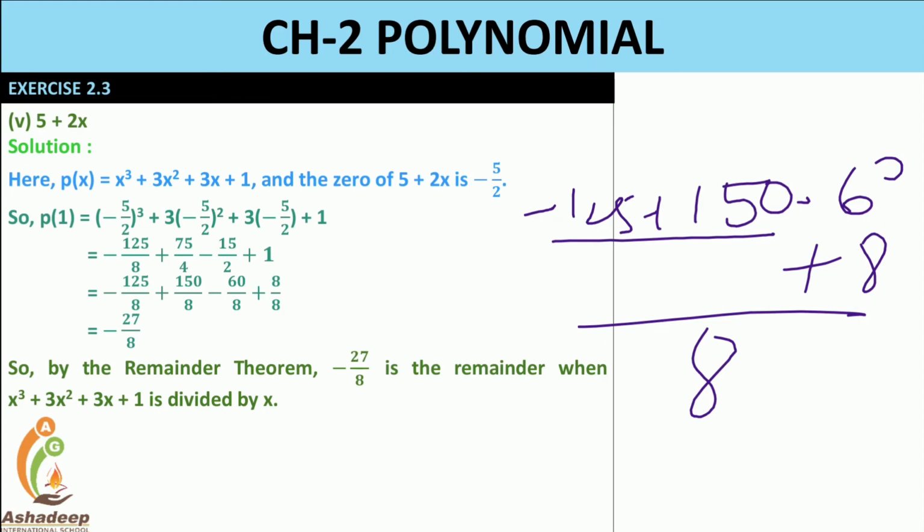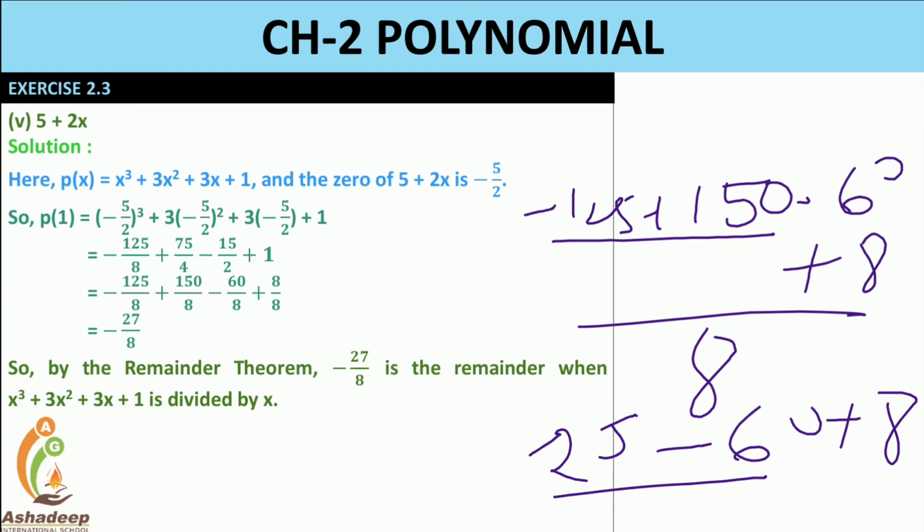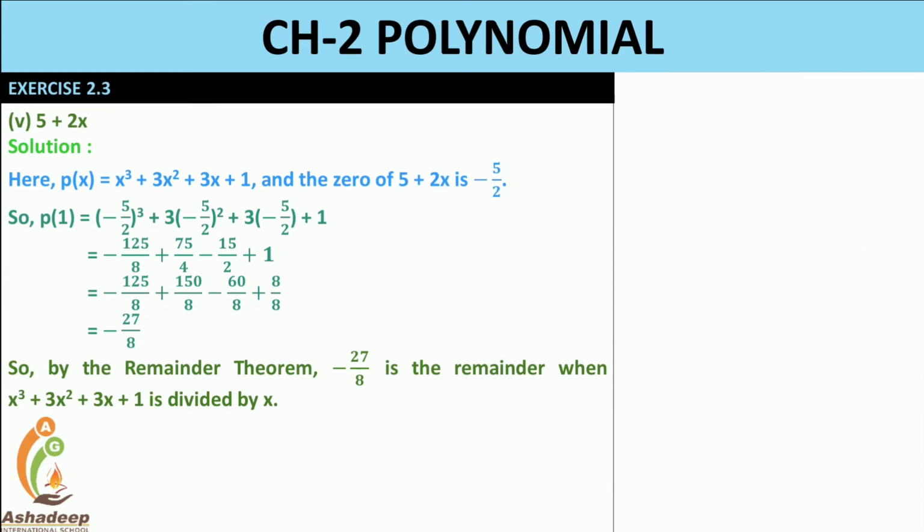Minus 125 plus 150 is 25. Now 25 minus 60 plus 8. Now 25 minus 60 is what? It is minus 35. Minus 35 plus 8 is minus 27. So it is minus 27 divided by 8. So by the remainder theorem, minus 27 by 8 is the remainder.